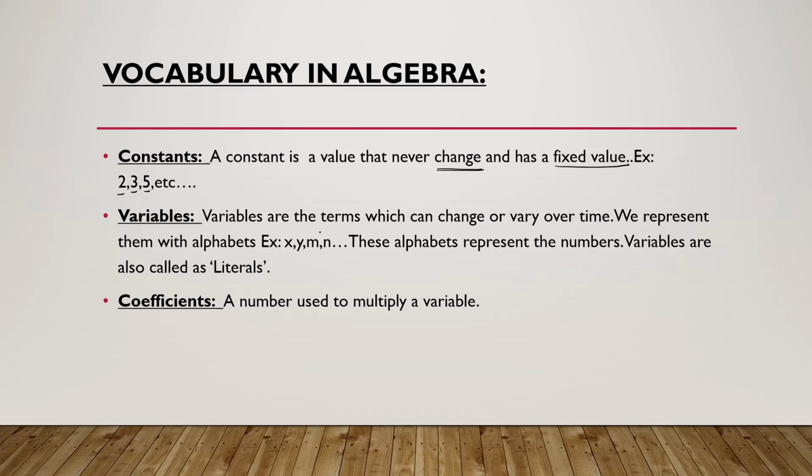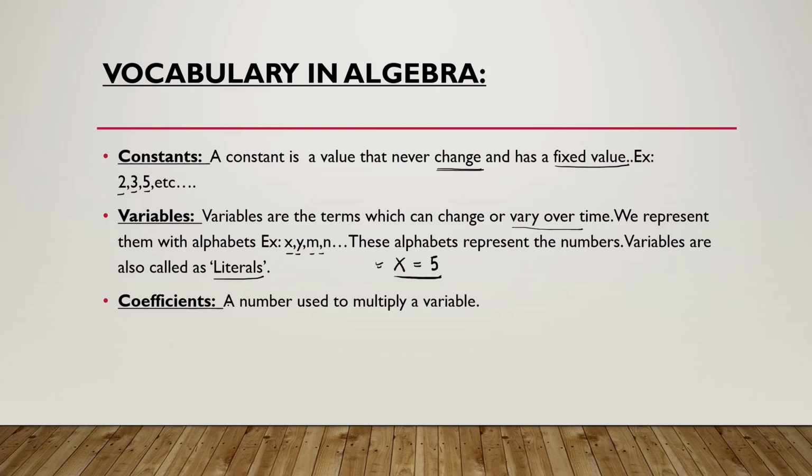The second term is the variable. What are variables? A variable's value can be changed. We represent them with alphabets like X, Y, M, N or A, B. We can represent it with any alphabet. These alphabets also represent numbers only. Suppose we have X. I have taken one variable X. It is representing a number, so X equals 5. So that is called a variable, and variables are also called literals.